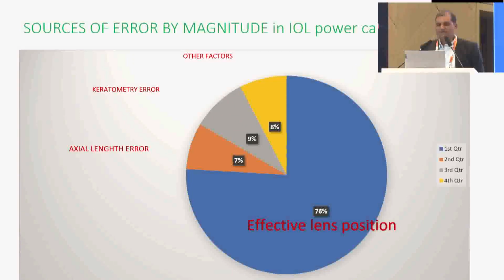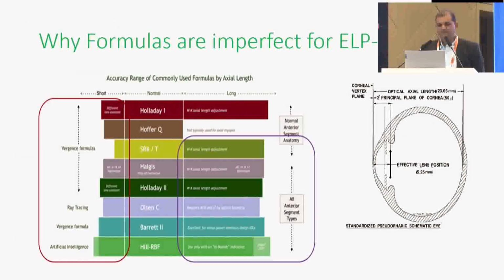So the source of error in the magnitude of IOL power calculation is the effective lens position, not the keratometry measurement or axial length measurement. So why are the majority of formulas imperfect? The ELP issues are there. When the eyes are normal, all the formulas work very well. But when there are abnormal eyes, short eyes or very long eyes, or anterior chamber anomalies, like a small anterior chamber with normal eyes or a large anterior chamber with normal eyes, in such conditions this ELP issue comes up. So newer formulas have to evolve.